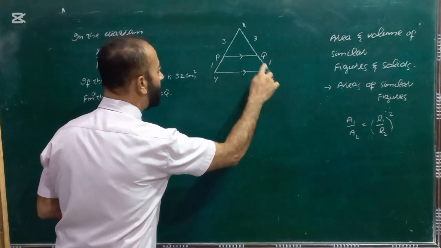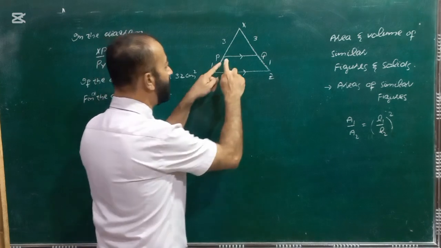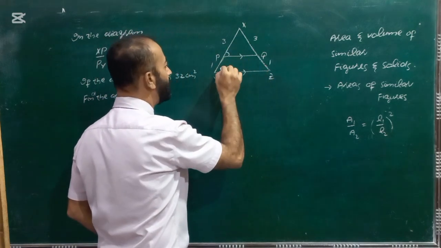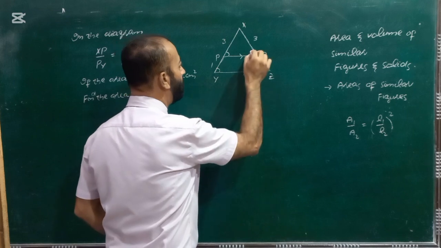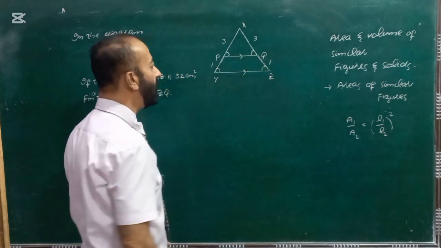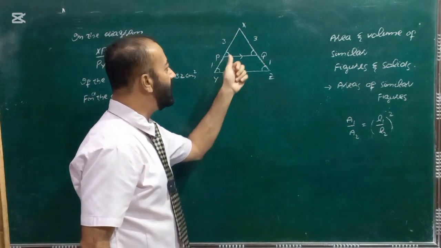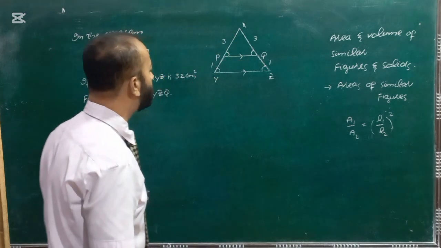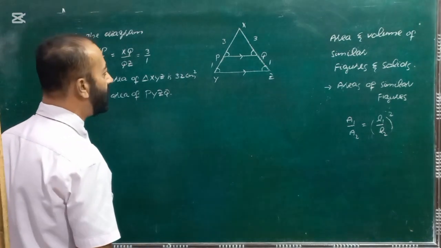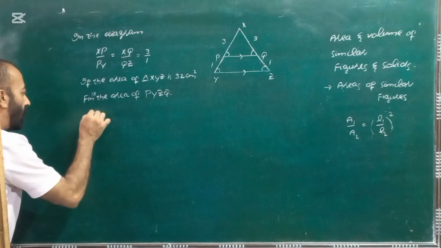Here is PYZQ. These two triangles are similar figures because these are two parallel lines. The corresponding angles, this one and this one, are equal, and this angle should be equal to this one because of the corresponding angles. So two angles are the same in both figures, which means these are similar figures and we can apply the concept of similar figures. Solution.